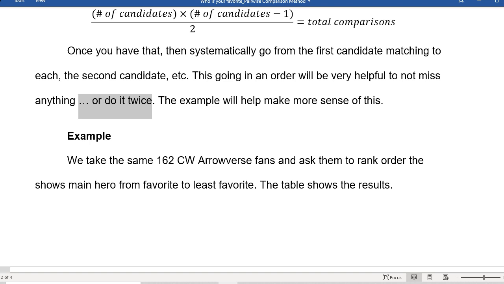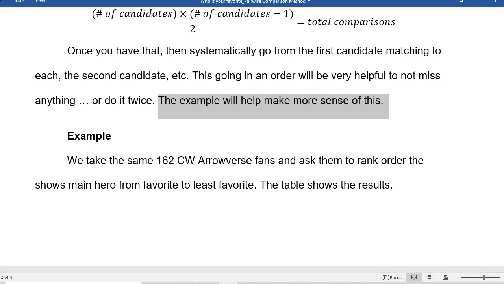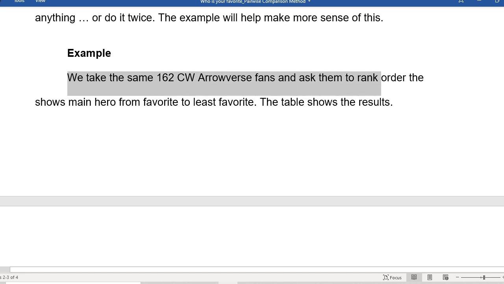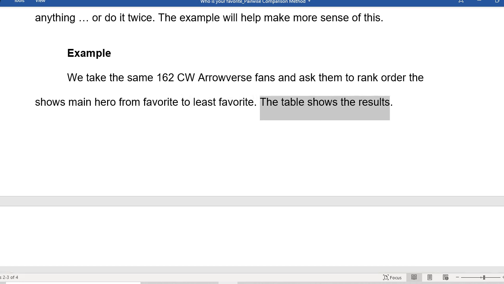I have seen students do the same comparison twice, not paying attention. The example will actually help you make more sense of this systematic process. So let's jump into the example. Okay, we're going to take the same 162 CW Arrowverse fans and ask them to rank order the show's main hero from favorite to least favorite. Because again, we still like them, they just may not be our favorite. So I'm going to show you the table of results.